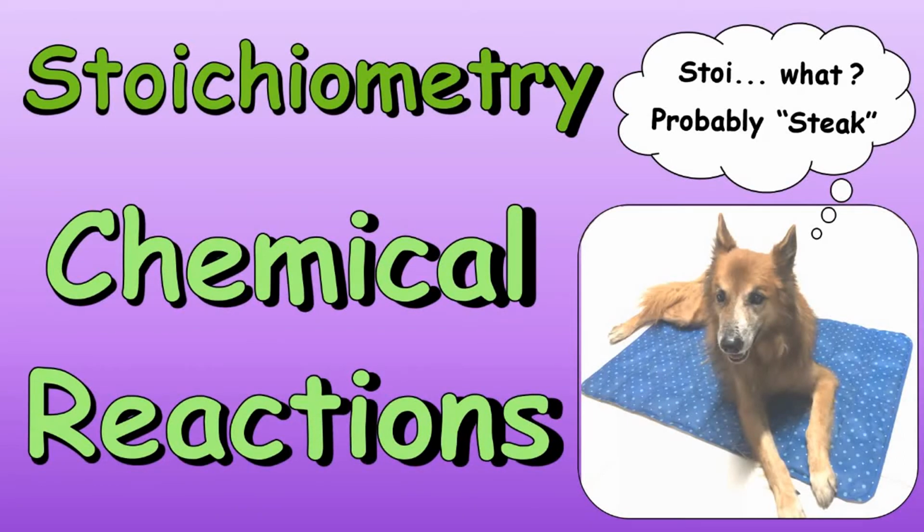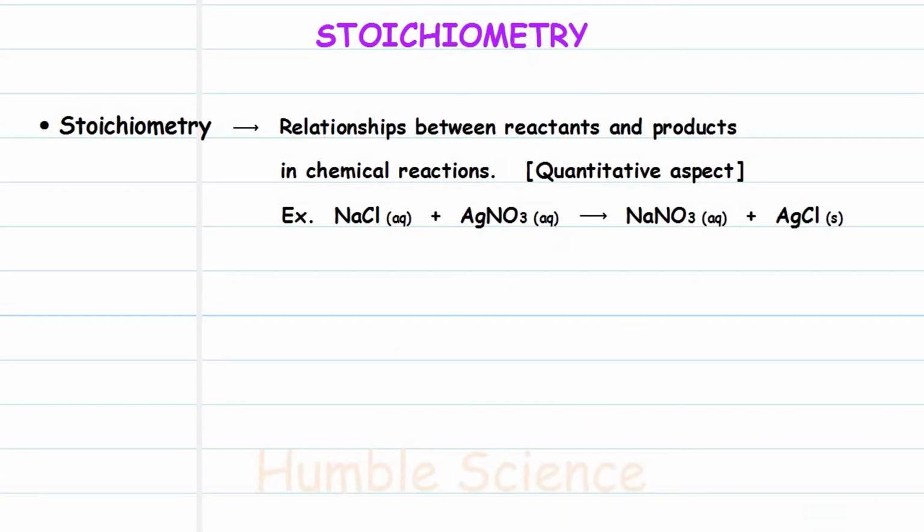This is General Chemistry. We continue to learn about stoichiometry, and today we will be looking at chemical reactions. In previous videos, we learned that stoichiometry helps us understand relationships between reactants and products in chemical reactions. For example, in a reaction between sodium chloride and silver nitrate to produce sodium nitrate and silver chloride, if we know the amount of sodium chloride used, we may figure out the amount of other species in this reaction.